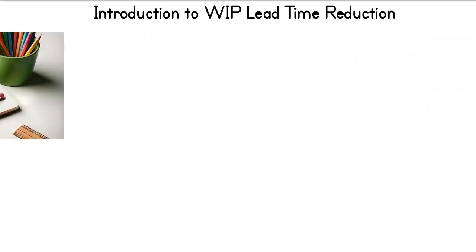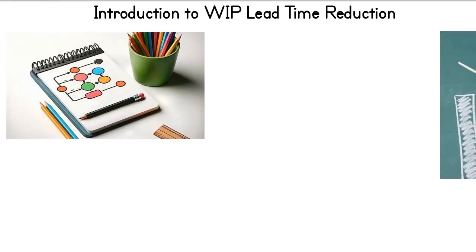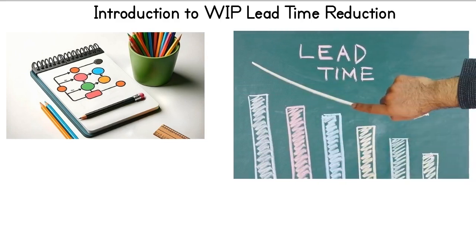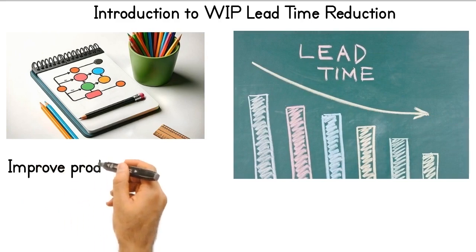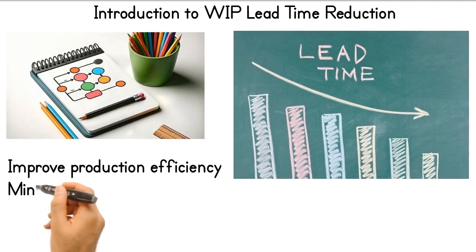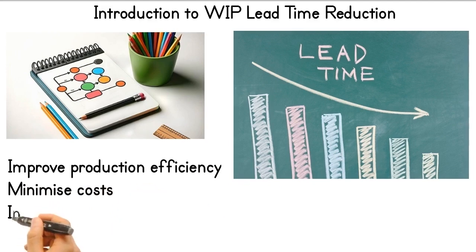Work in process (WIP) lead time reduction refers to the efforts and strategies used to reduce the time that products or components spend in the production process before they are completed. WIP lead time is the amount of time that work remains in progress in a manufacturing or production system, from the moment materials are introduced into the process to the time they are completed and ready for delivery.